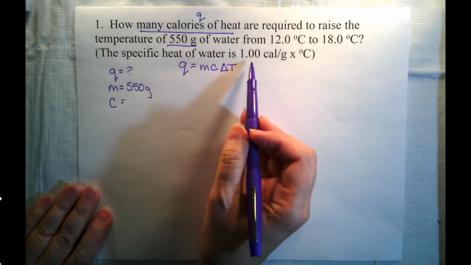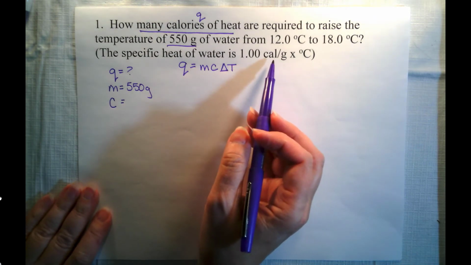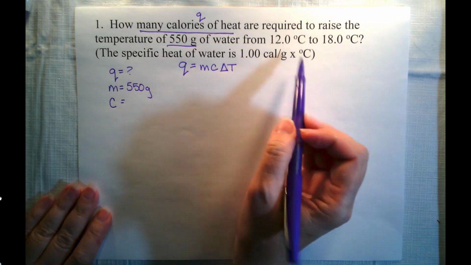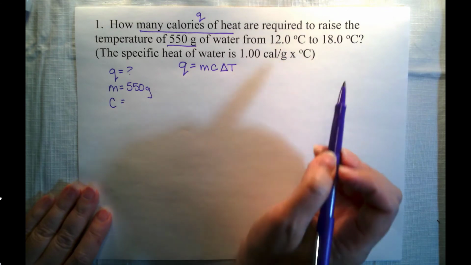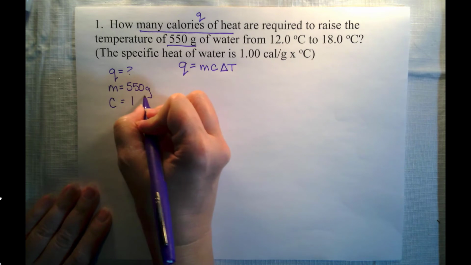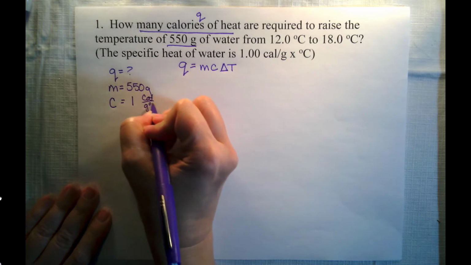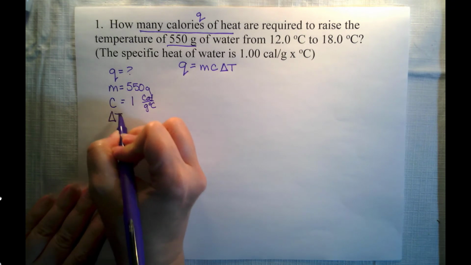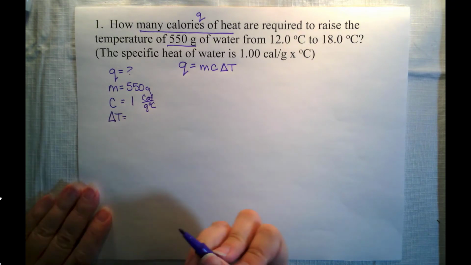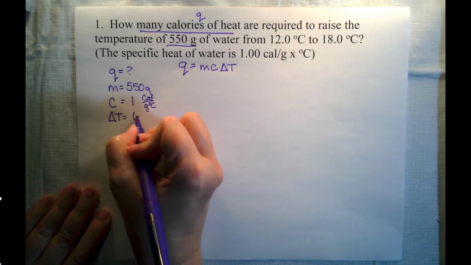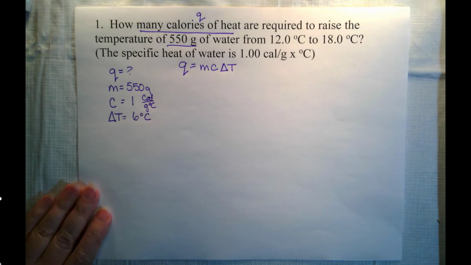Our C is our specific heat. Specific heat of water is always 1, which is always nice. And its unit is actually a combination of all the others, which is calories per gram times degrees Celsius. So it is 1 calorie per gram degrees Celsius. And then we have our delta T. Now, sometimes we will be given just what the change is. Sometimes we need to do the math. Fortunately, on this one, it's an easy one. So 6 degrees Celsius.